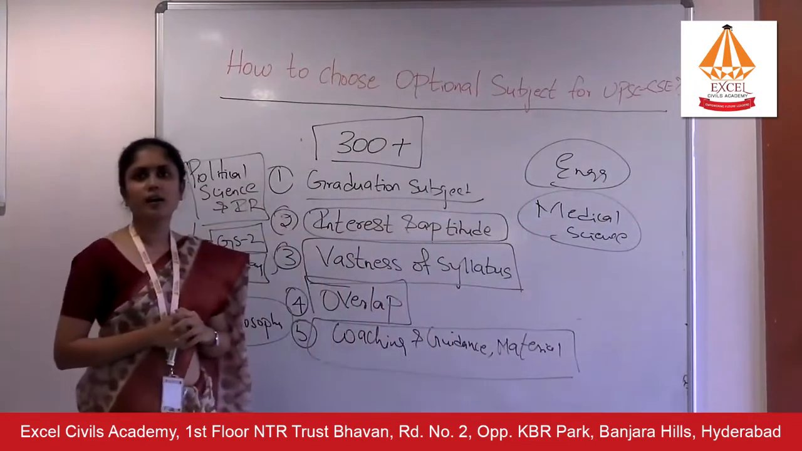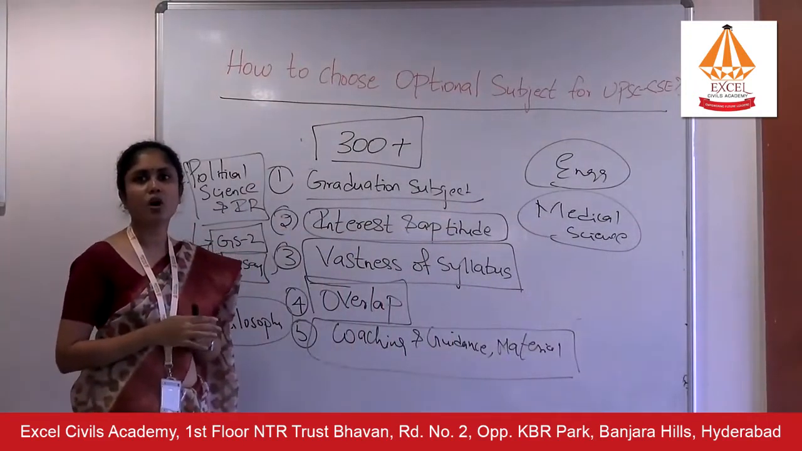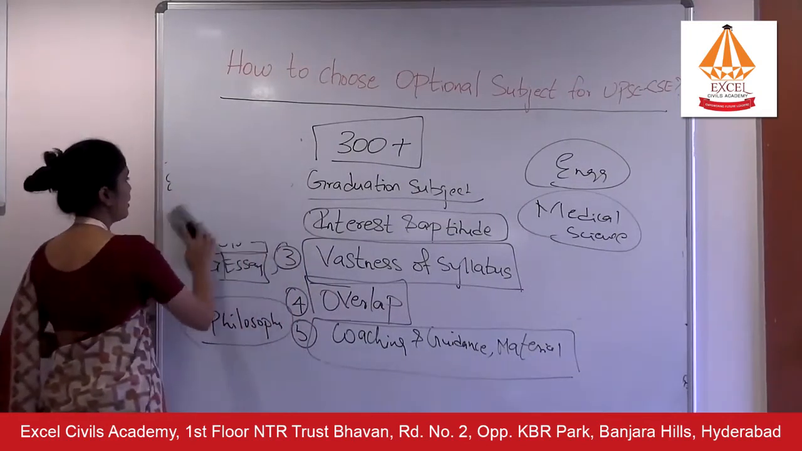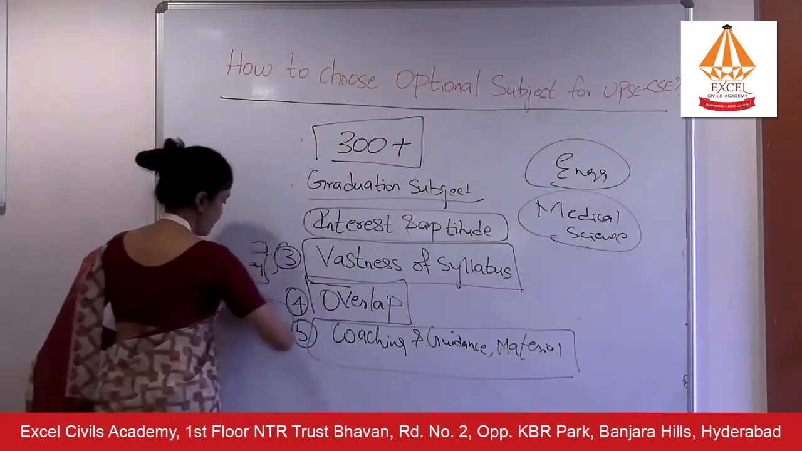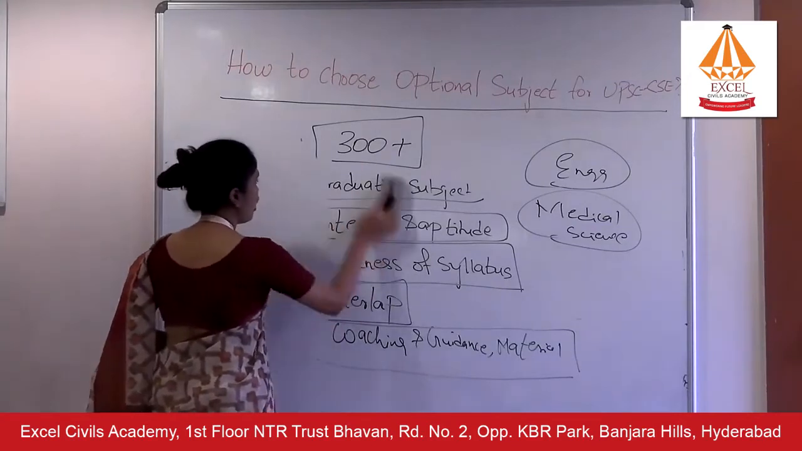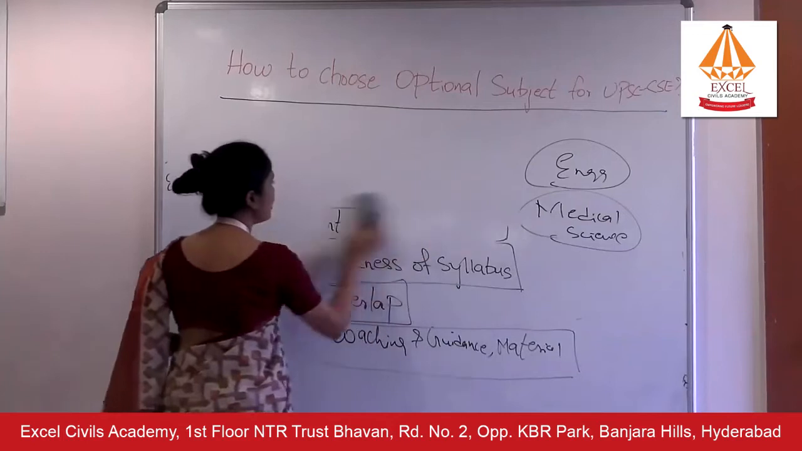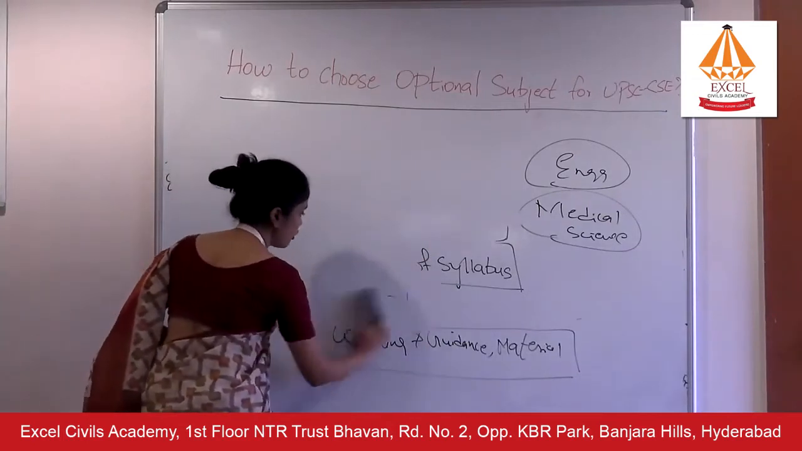Now, let us try to analyze some of these social science optionals. Now, as I keep mentioning, almost 90% of students who appear for mains examination take one of these social science optionals.